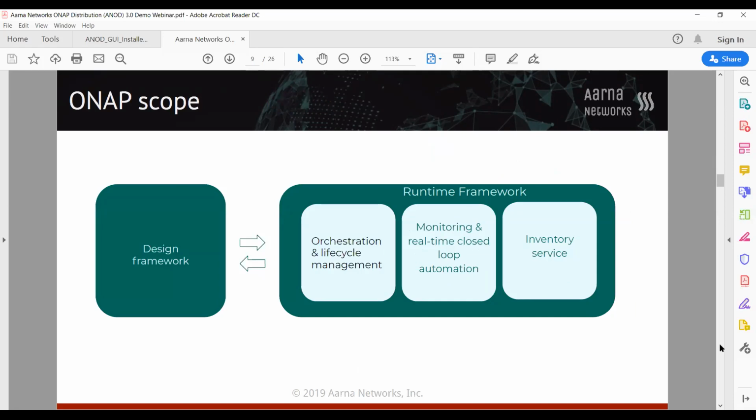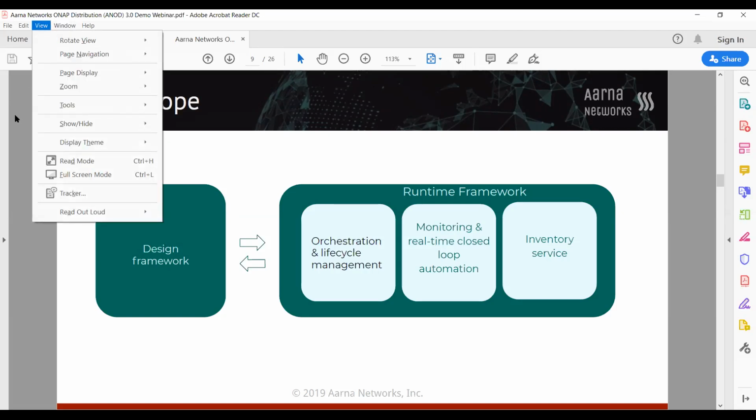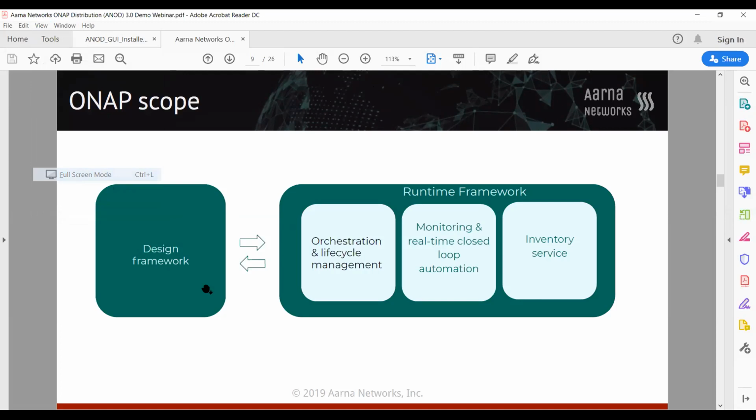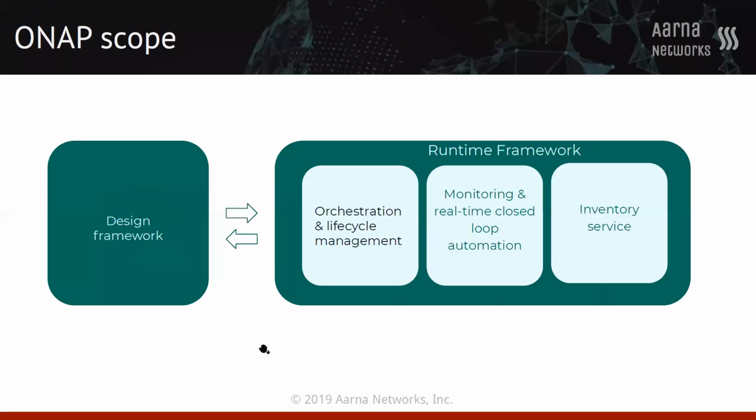So in terms of the scope, we already covered this a little bit, but there are two broad pieces of ONAP. There's the design framework and a runtime framework. In the runtime framework, you have orchestration and lifecycle management functionality, the classic ETSI MANO functionality. But over and above that, you have monitoring and real-time closed loop automation. And the way this works is all the telemetry that you want goes into ONAP. So whether it's events, metrics, logs, alarms, all of that goes into ONAP, into a sub-project called DCAE, Data Collection, Analytics, and Events.